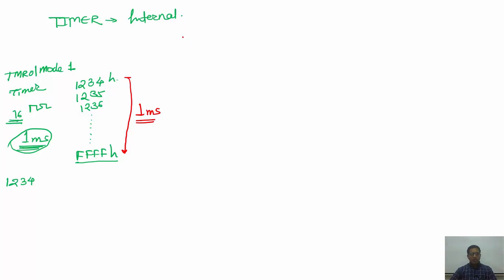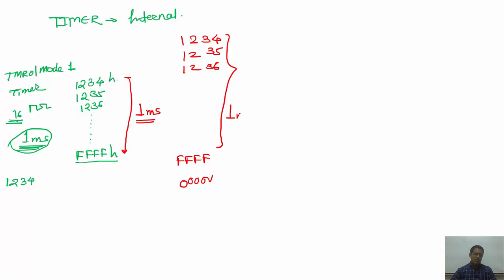Suppose initially timer 0 holds this value, then every time it goes on incrementing by 1, and when it reaches the maximum value, the rollover occurs. Whatever time span elapses until the rollover is simply the 1 millisecond time span. So if I change this count, the time value will change again. This is the initial position, this is the final position, and the time required for the timer count to travel from the initial position to the final position is nothing but the amount of delay.